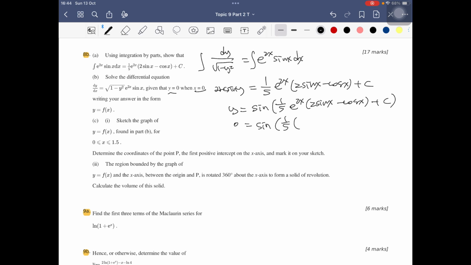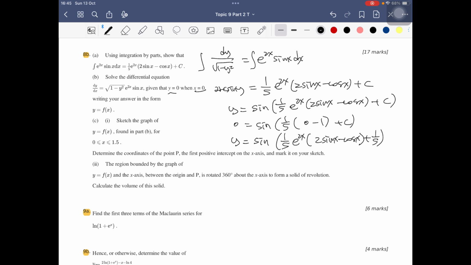Sine of [1 over 5 (0 minus 1) plus c]. So this is negative 1 over 5 plus c, but the result of the sine is 0, so the input is 0. So c will be 1 over 5. So y equals sine of [1 over 5 e to the power of 2x (2 sine x minus cos x) plus 1 over 5]. So this is the one.